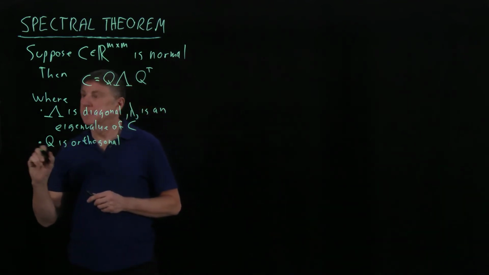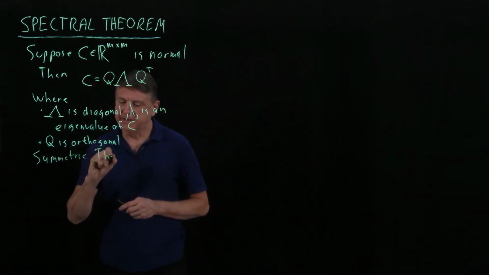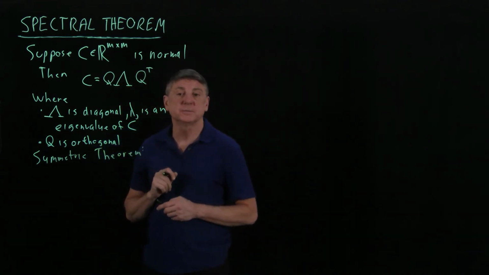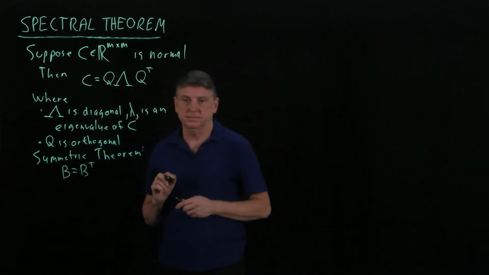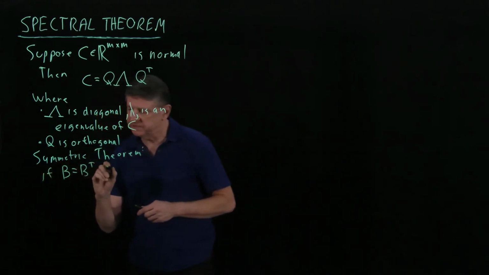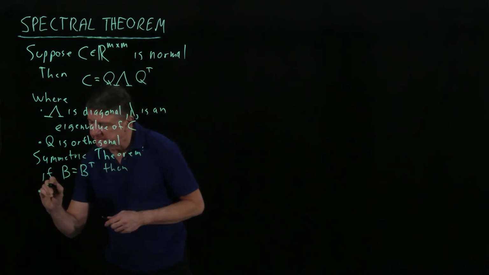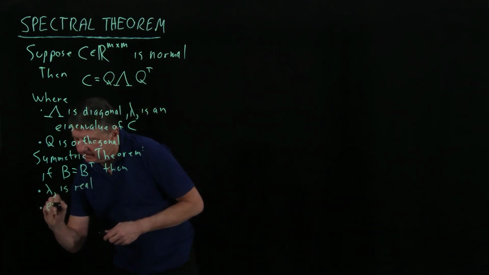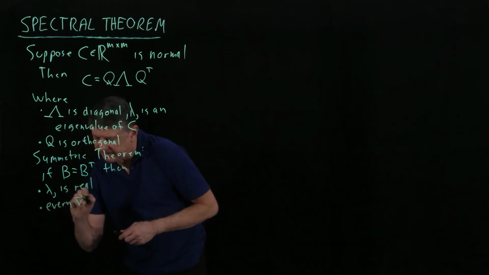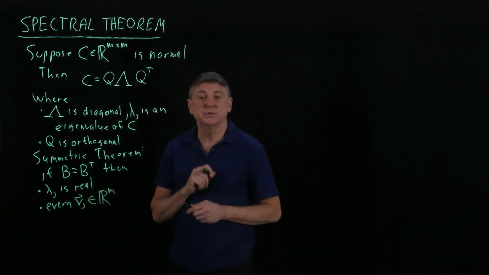Now specifically, the symmetric theorem, and this is where we'll most often encounter the spectral theorem, is that if a matrix is its transpose, then we have further restrictions, which are that every eigenvalue is a real number, and that every eigenvector is composed entirely of real numbers.